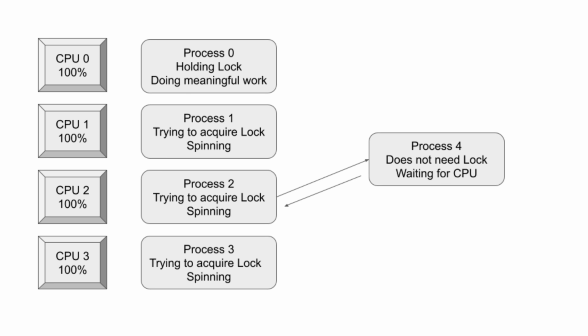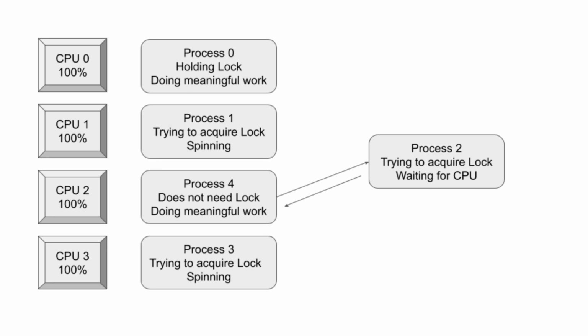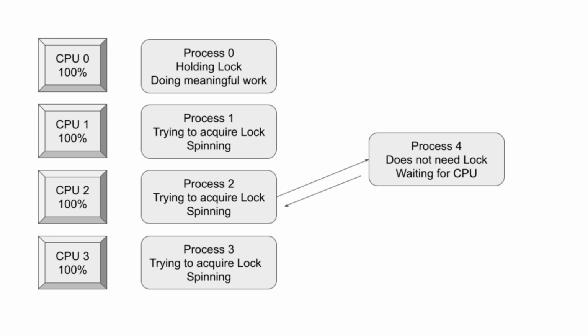This problem scales to larger machines. No matter how many CPUs are available, if the number of processes that want a CPU exceeds the available CPUs, then the processes waiting for locks are preventing meaningful computation from happening.